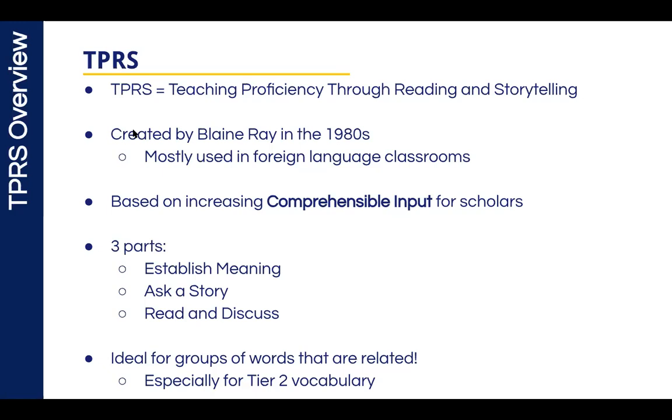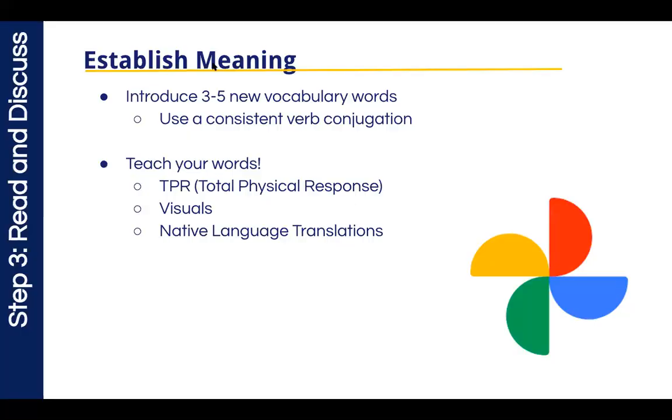This method of teaching vocabulary I find is really helpful for words that are related. So for example, nonfiction, fiction, and text features are words that I might consider doing as a TPRS lesson. And so the first part of a TPRS lesson is to establish meaning. And so you're introducing 3 to 5 new vocabulary words. Now, a lot of you have talked about some action words. I always say make sure you use a consistent verb conjugation when you're doing this, just to avoid confusion.